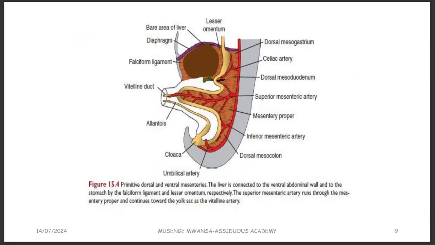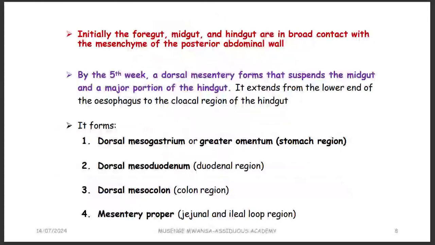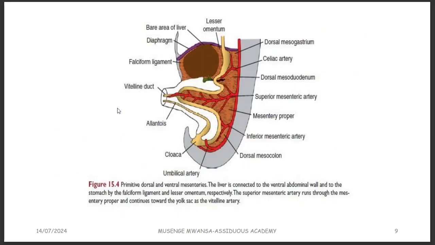So look at this. You have got this posterior here. This was initially the connective tissue, but now it developed into the dorsal mesentery, which had to hold the GIT from the mid gut. Okay, mid gut, and we said we are starting from where? It's basically suspending the mid gut starting from the lower end of the esophagus to the cloaca. You can see from the lower end of the esophagus to the cloaca there. And then it's going to form the part that is connecting.